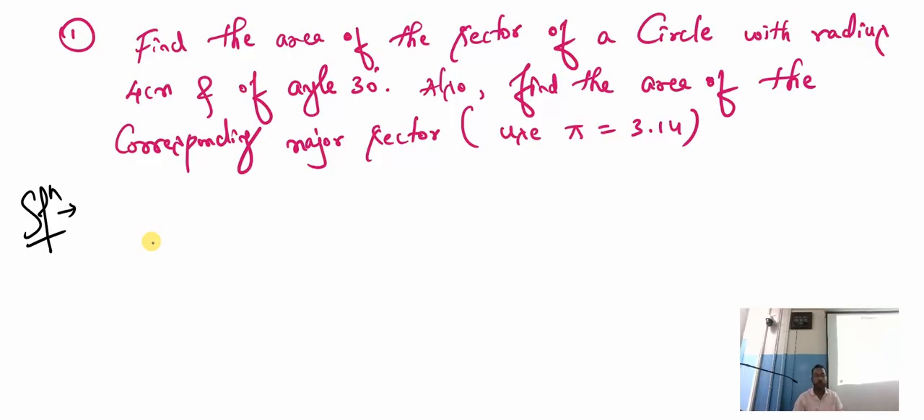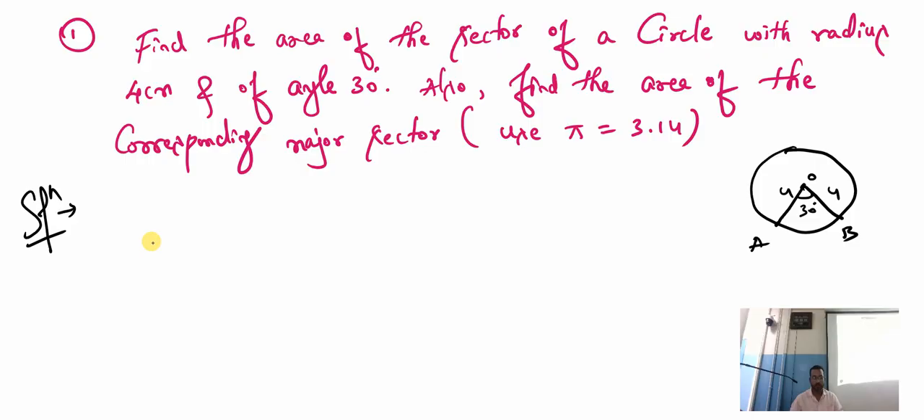Okay, it's very simple. See the question. Find the area of the sector. What is given? Area. If you want, you can draw a small diagram for your reference. Sector they said, so this is the sector. Let me name this as OAB. Find the area of the sector with radius 4 centimeter. So OA or OB is 4 centimeter. Angle is 30 degree.